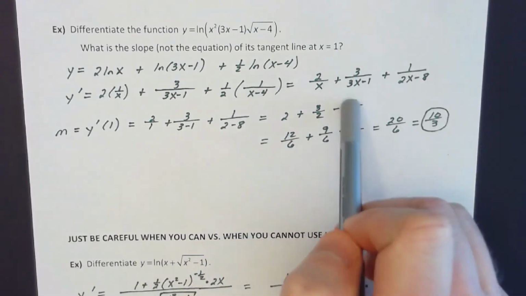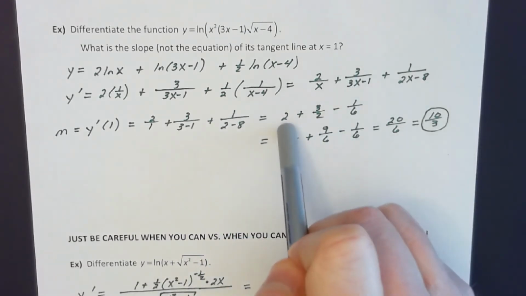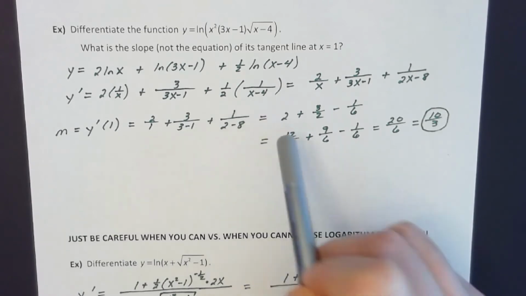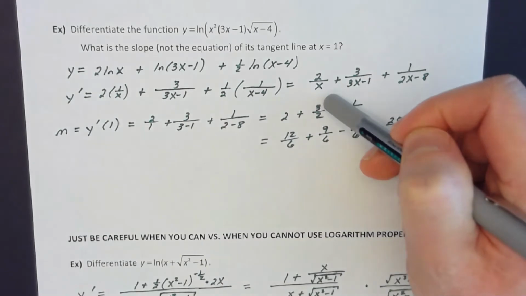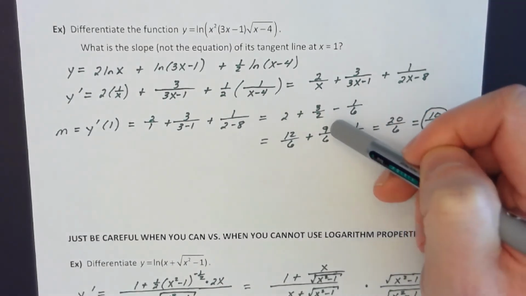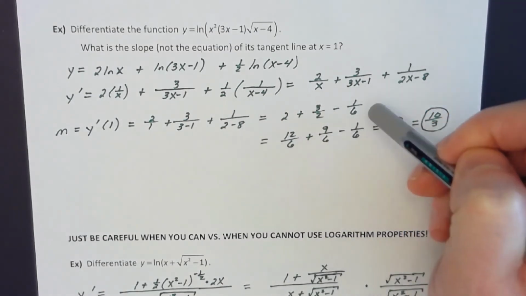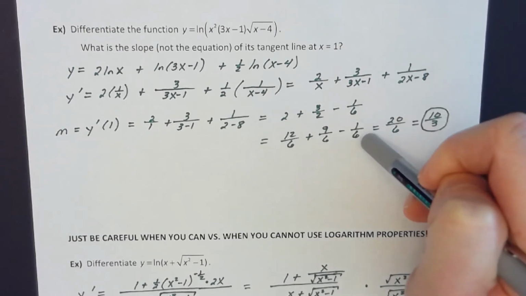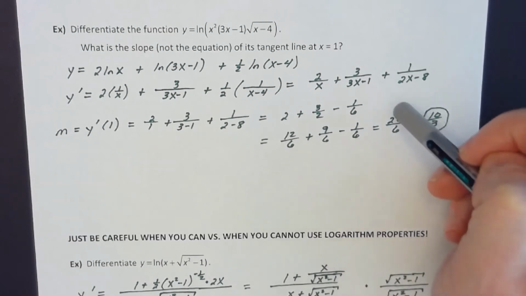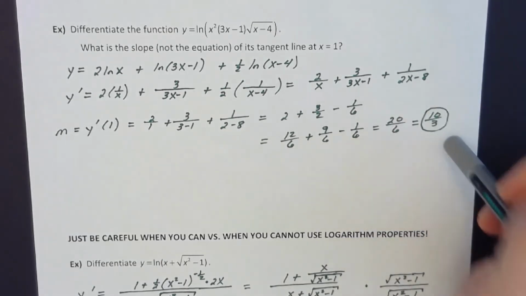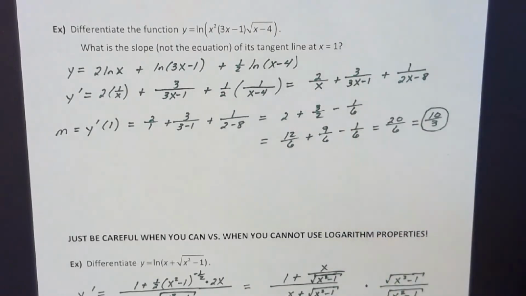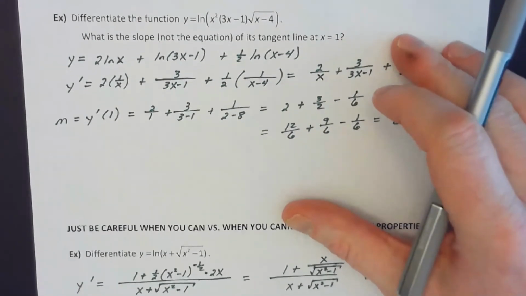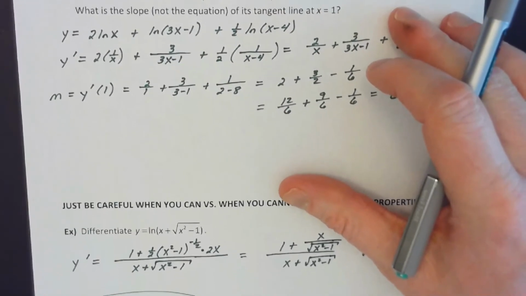And then you can see we have a least common denominator of 6, so I went ahead and multiplied the first term by 6 over 6 to get to 12 over 6. Multiplied the second term by 3 over 3 to get to 9 over 6, and this last term was already fine. It already had the common denominator. You see our numerators are going to be 12 plus 9 minus 1. That's going to be 20 over 6, which reduces down to 10 over 3. We have the slope of the tangent line at x equals 1 for this natural logarithmic function.